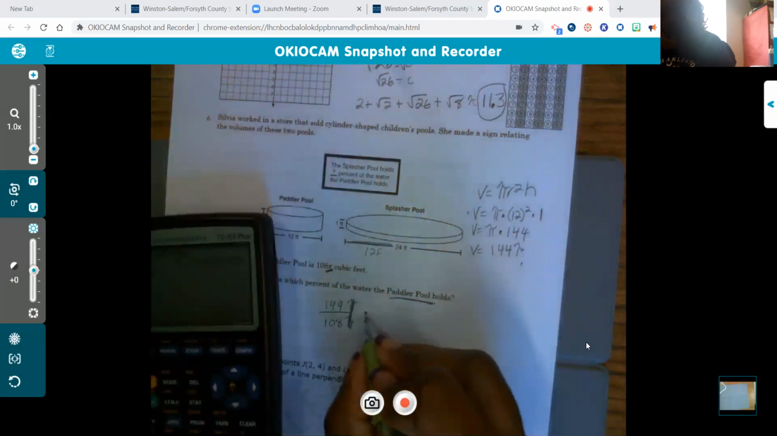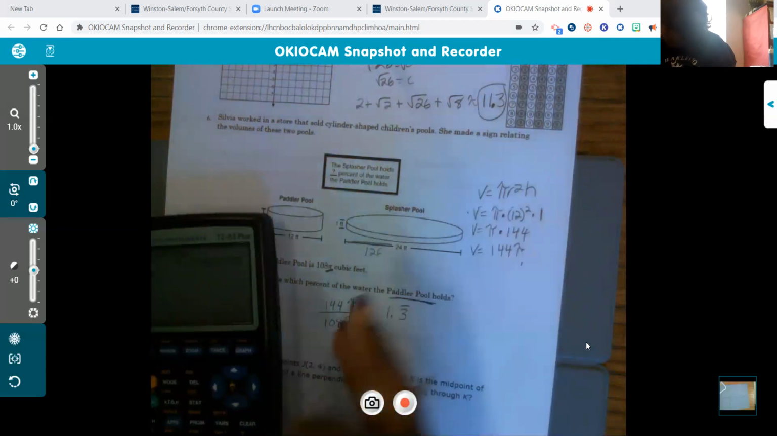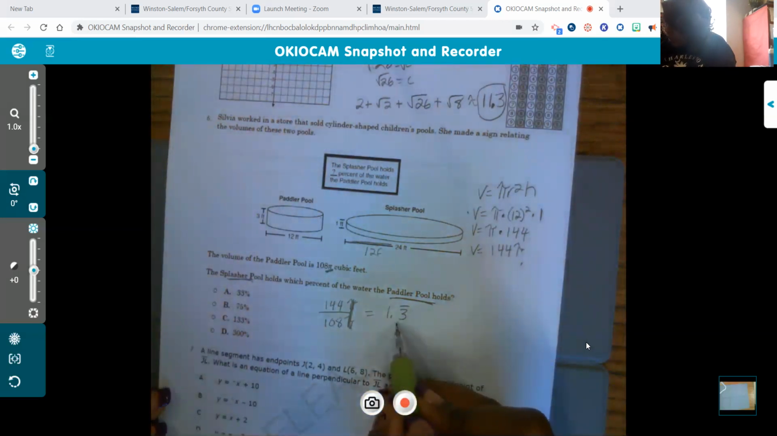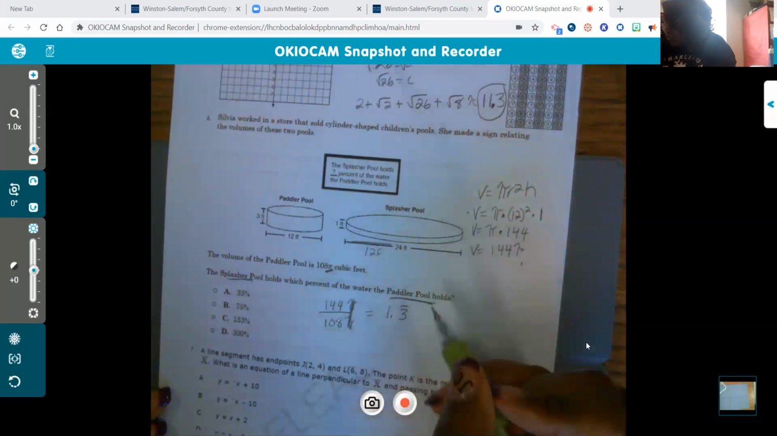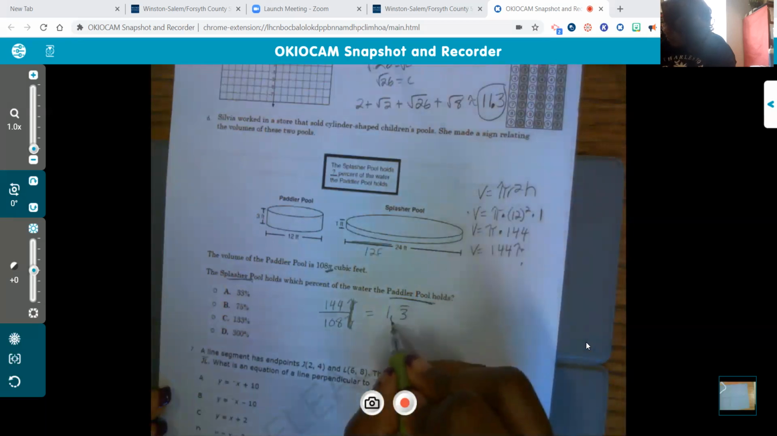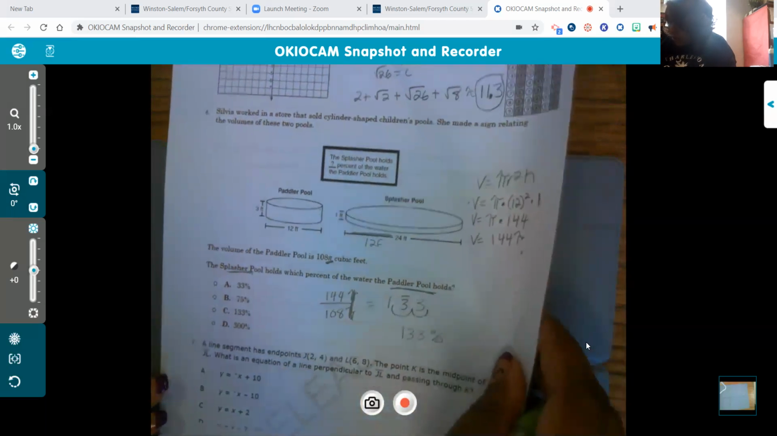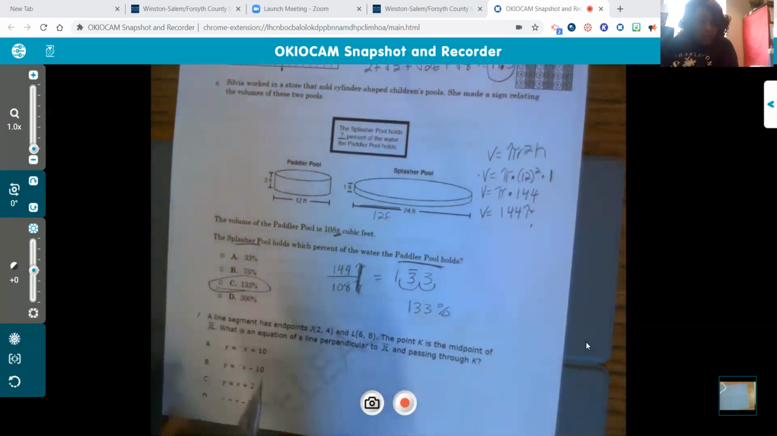You see how this gives me a decimal of 1.3 repeated? Okay, so this is a decimal. In order to change a decimal to a percent, you move it over 2 places to the right: 1, 2. The number that's repeating is 3, so you put a 3 here. So this is going to be about 133%. The answer choice here is C.